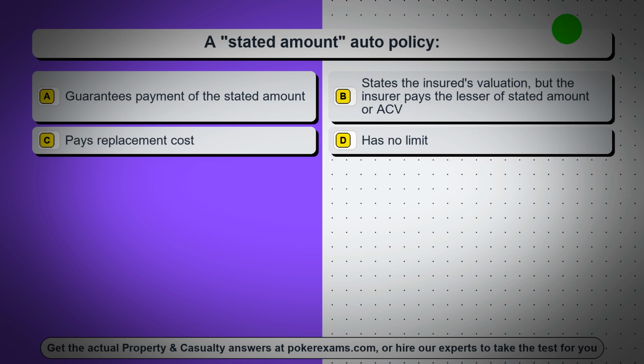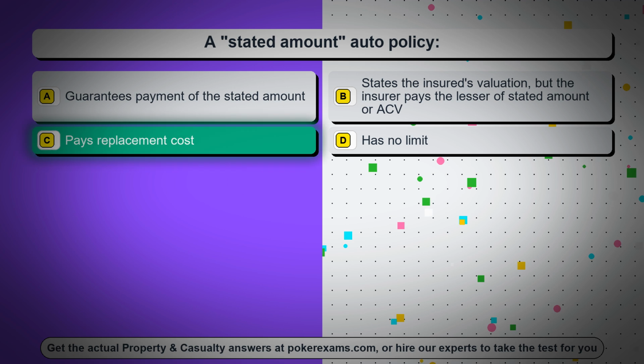Question 16. A stated amount auto policy. Option A guarantees payment of the stated amount. Option B states the insured's valuation, but the insurer pays the lesser of stated amount or ACV. Option C pays replacement cost. Option D has no limit. The correct answer is option C, pays replacement cost.